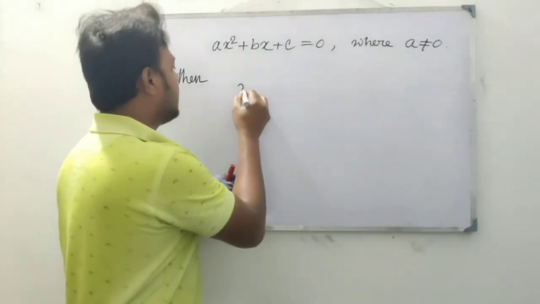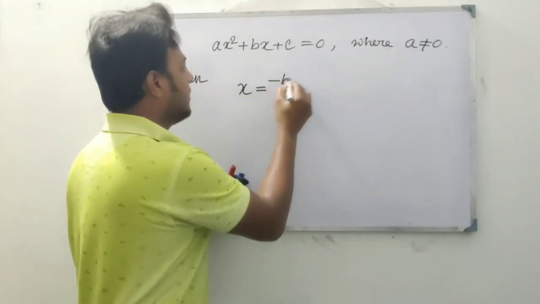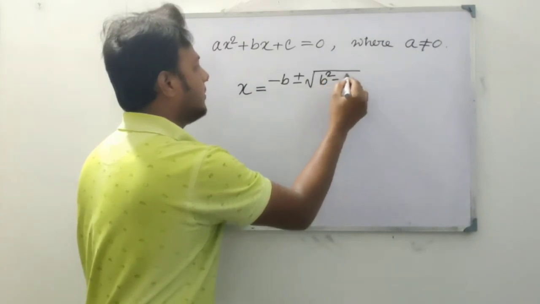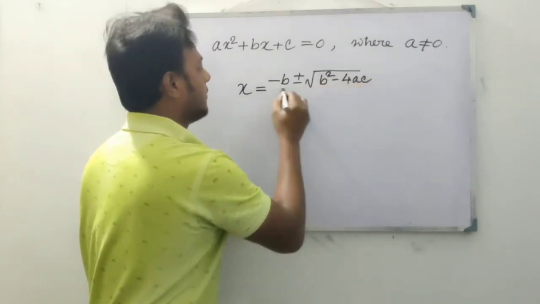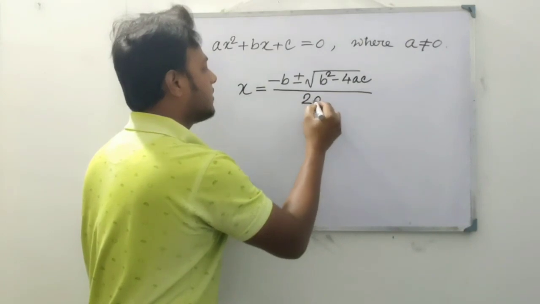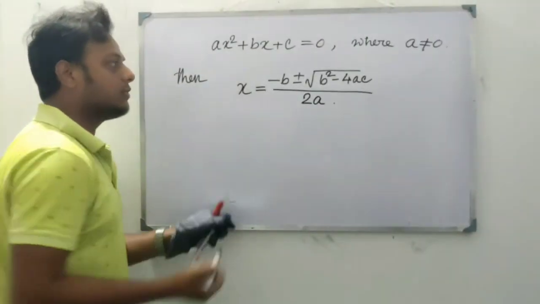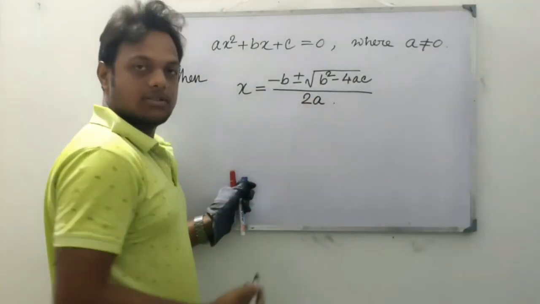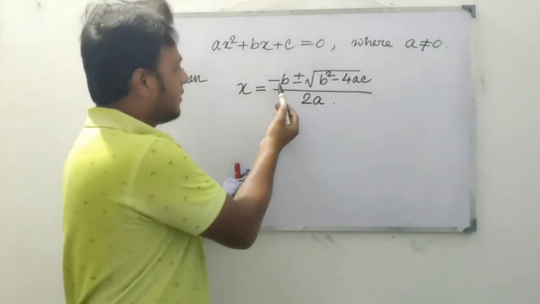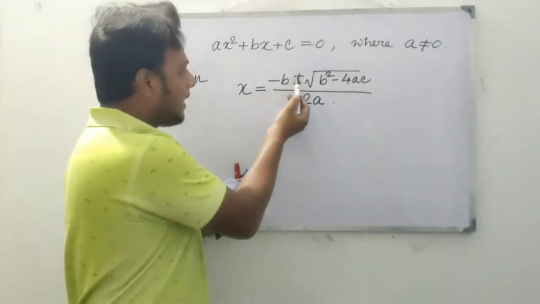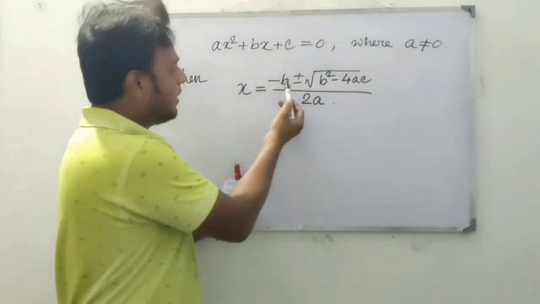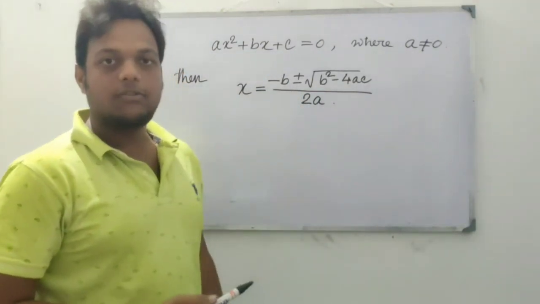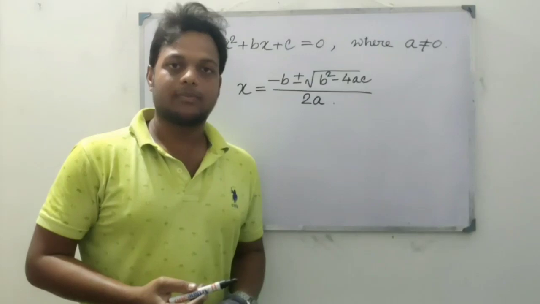So roots was x equals to minus b plus minus root over b square minus 4ac by 2a. This was the last concept, and you have to memorize this one also. So we get two roots from this direct formula. Observe properly: minus b plus minus. If we use plus, then we will get one root, and for minus we will get another root.